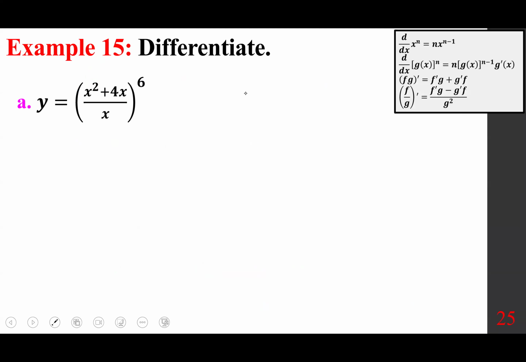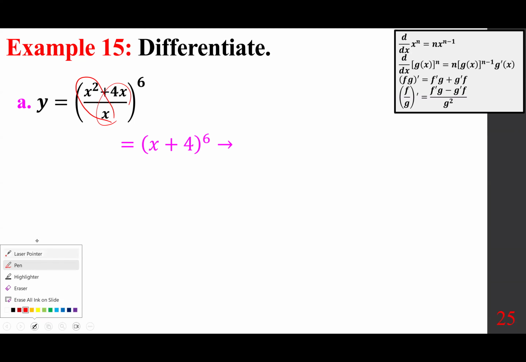Y equals (x squared plus 4x) over x to the power of 6. The first question we ask, okay, this is probably extended power rule. Do we have to use it in conjunction with the quotient rule? The answer is no. If you have to use the quotient rule and you don't use it, you're making a mistake. If you don't have to, then it's the same thing. Okay. This gives you x, this gives you 4, and if you don't see the easy way out, the long way will not cut it.